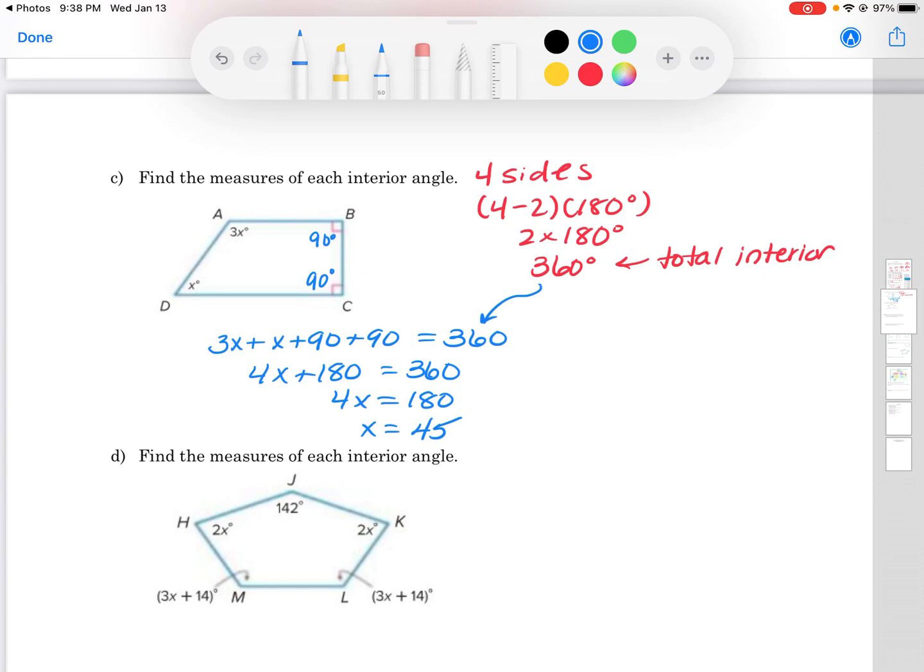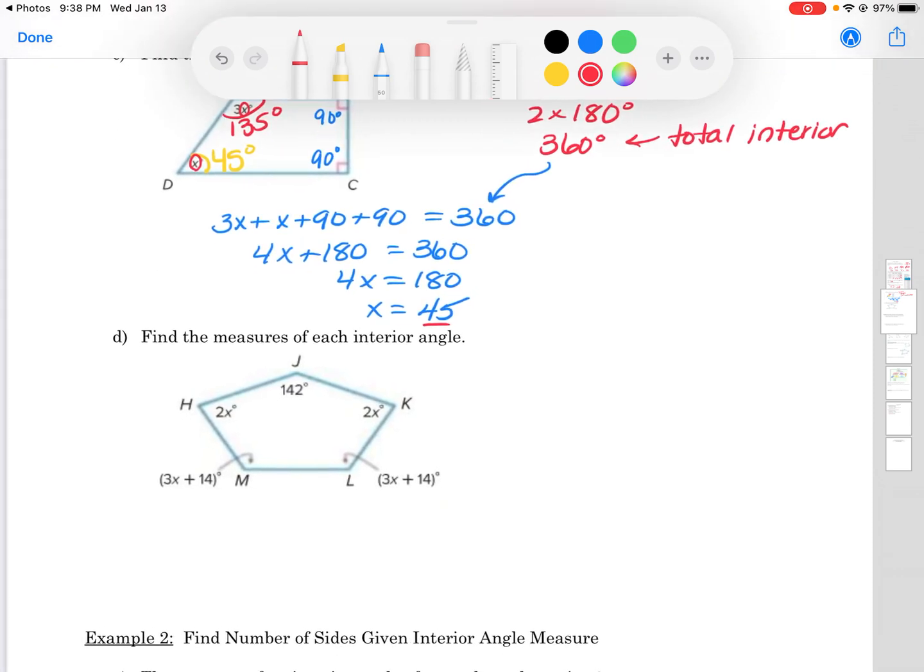Now we want to find the measures of each. So that just requires us plugging in. So if x is 45, angle D is going to be 45. And if A is 3x, so 45 times 3, that means that angle is going to be 135. And we're just plugging this in for x.